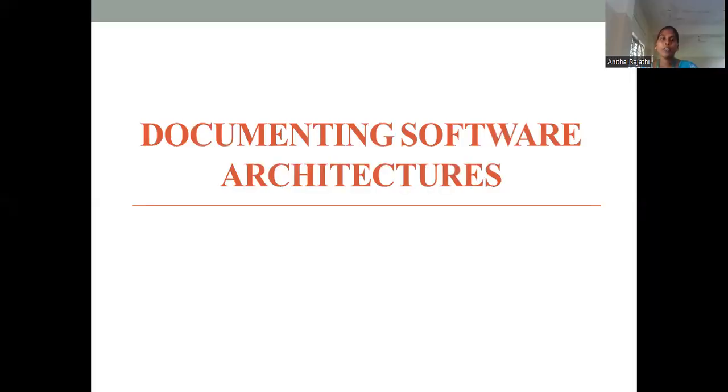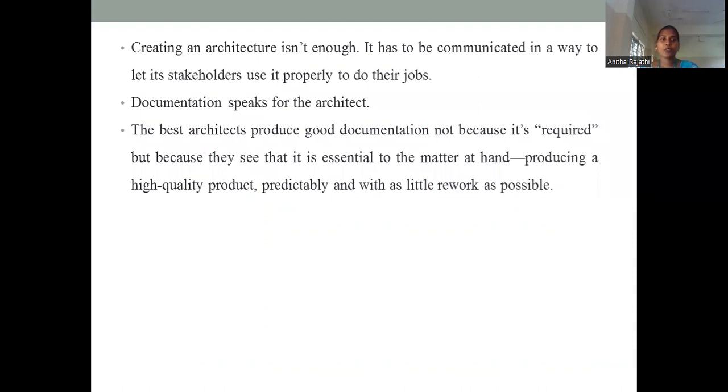Yes, it will be documented. So we are going to see how it is documented, what are the different ways in which it can be viewed, who will be using this documentation, and for what purpose we are documenting the architecture. Usually, just creating an architecture is not enough. We have to document those architectures in such a way that they communicate to the stakeholders, and that they can understand everything involved. Even if you are not communicating the architecture properly, the documentation will do the job.